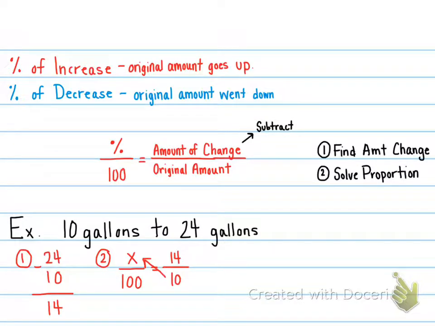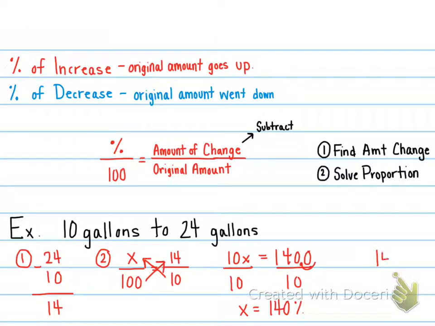10 times x is 10x. 100 times 14 is 1,400. Divide by 10. Divide by 10. X equals, dividing by 10 is moving the decimal one space over, so 140. You have to remember that you're finding a percent of change, so it's 140%. Your answer should always be written with the word increase or decrease. Since 10 to 24 is an increase, you write 140% increase.